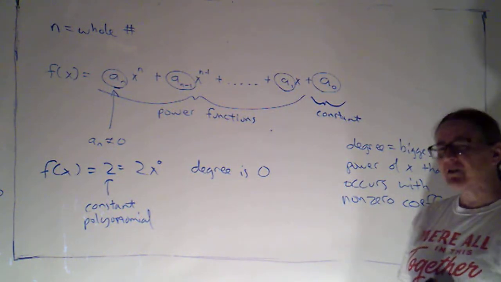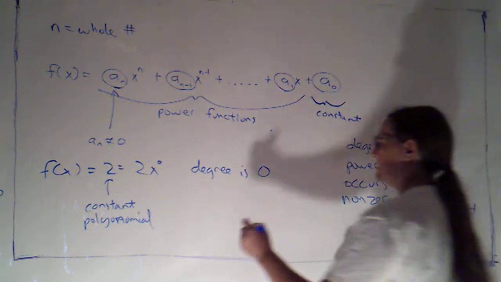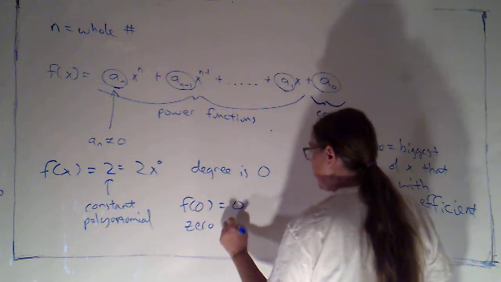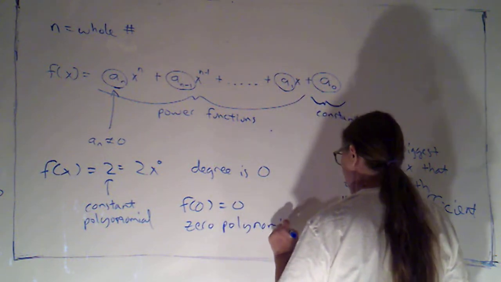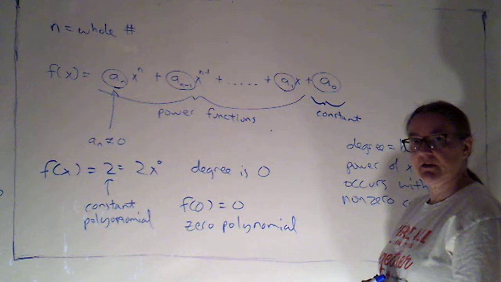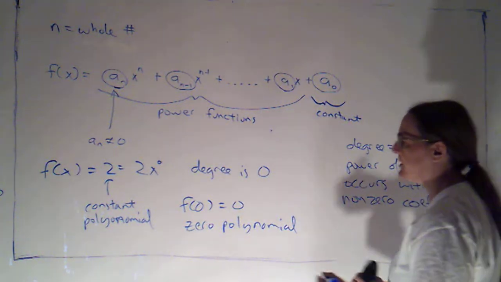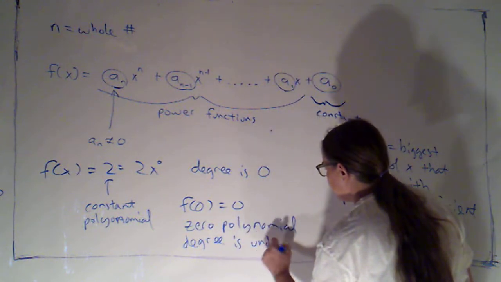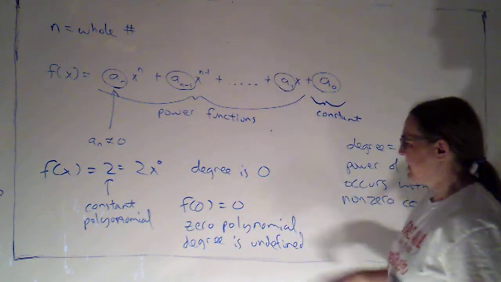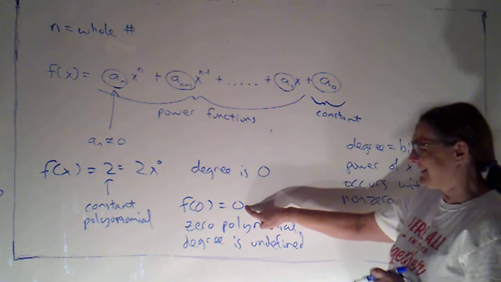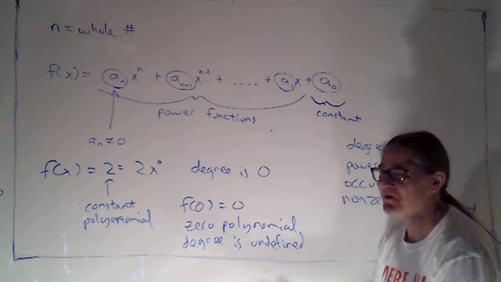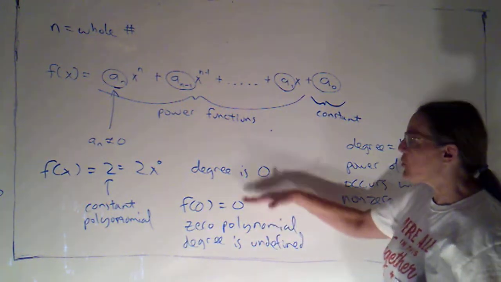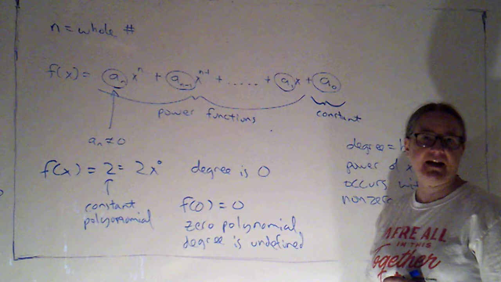If I have the 0 polynomial, so if f of x equals 0, we call that the 0 polynomial. It is a polynomial. It's a constant function. It's also a polynomial, because all constant functions are polynomials. For this one, we're going to say the degree is undefined, because it really kind of looks like that coefficient is 0, but we're not supposed to have 0. So that's the one polynomial that won't have a defined degree.